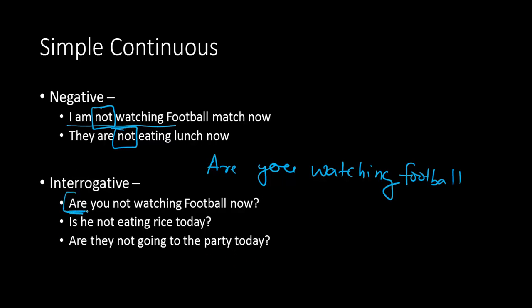So it starts with an auxiliary verb, right? It starts with is or are depending on what the subject is. With you, you're going to use are. With he or she, or with a name like Ram, Sham, Geeta, Sita, you're going to use is. Similarly, if it is a plural, you're also going to use are. They are, right? So that's the way you write an interrogative sentence in simple continuous form.